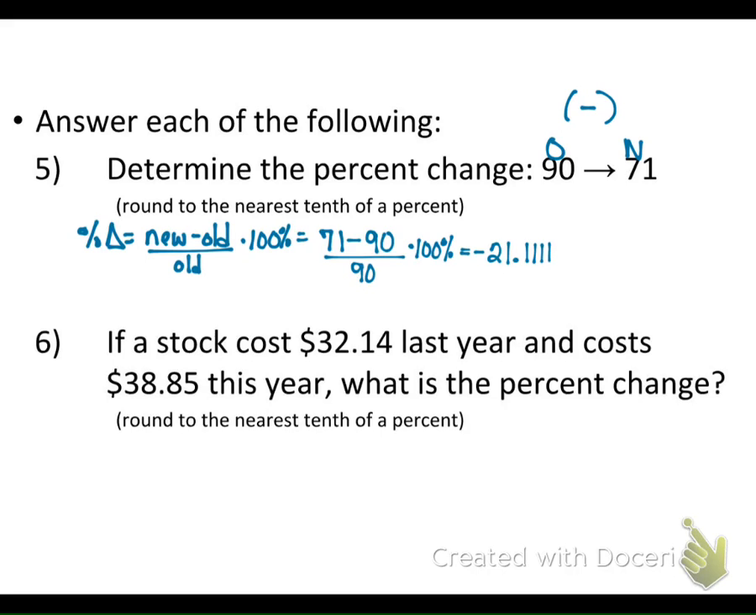Negative 21.1111, repeating. So you only have to go one place past the decimal. Is this one going to round up or stay the same? Stay the same. So my final answer is negative 21 percent change. Put the percent and box it. When you take the quiz over this tomorrow, I'm going to be looking to see this.